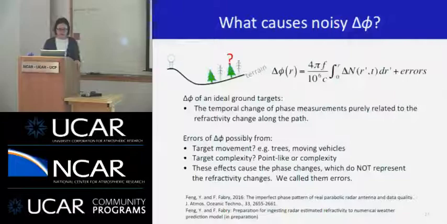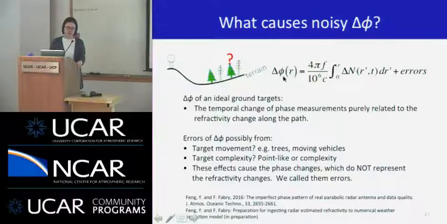So we know that the refractivity measurement is related to the phase difference. What we presented in the previous section was from a very ideal ground target, which means the temporal change of the phase is purely related to the refractivity, as can be described with this equation. However, when you look out the window again, you find that there are not always such ground targets. There are other things like trees or some complex ground targets, and these will cause other error terms.